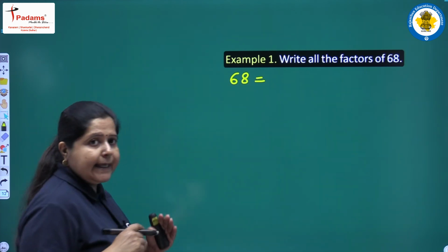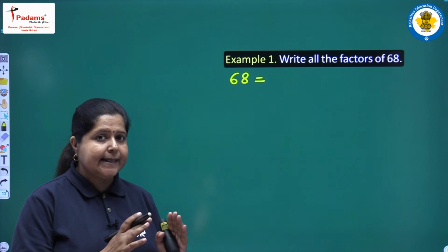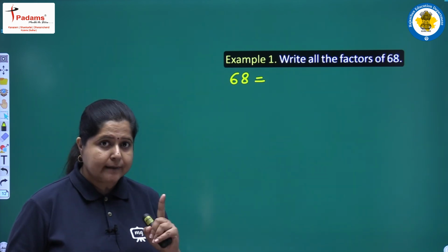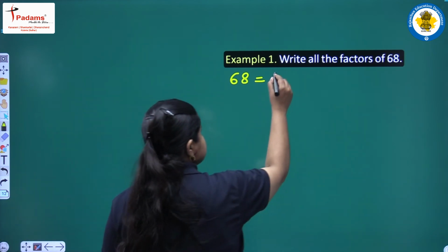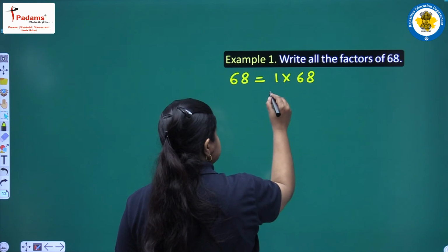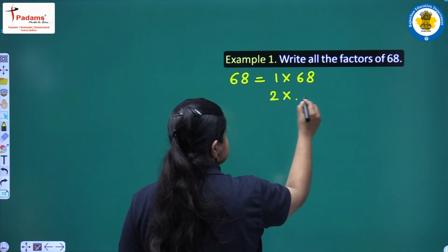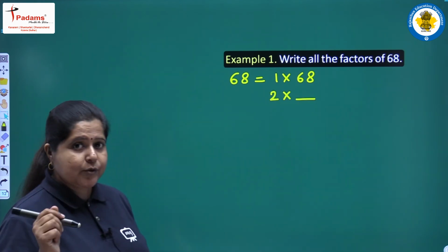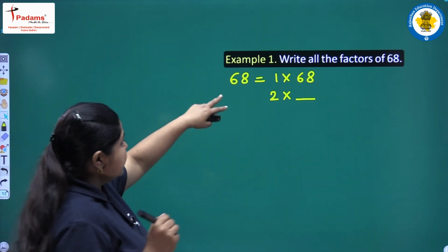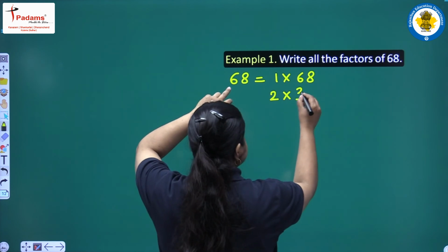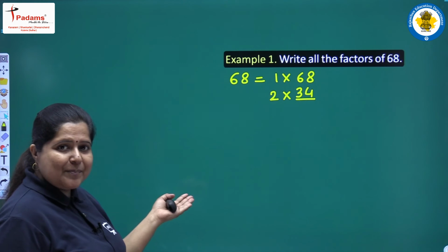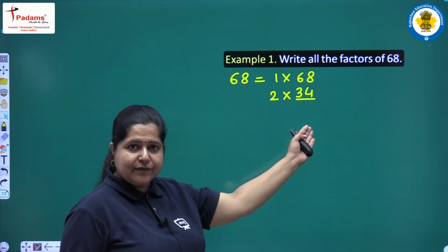How we will start thinking? We have to break this 68 into two parts. We will start with the table of 1. Clearly 1 into 68 is 68. That's very easy. Then 2 into what is 68? Just think it over. You can also divide it by 2 to get the answer. If you divide, 2 3s are 6 and 2 4s are 8. Yes, the division is complete. It will be 2 into 34.